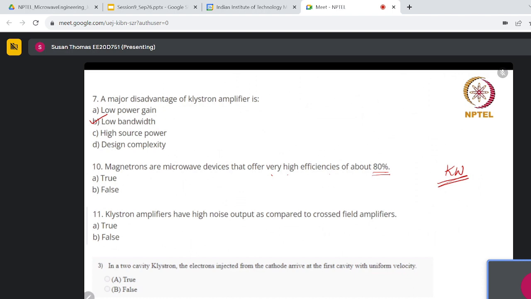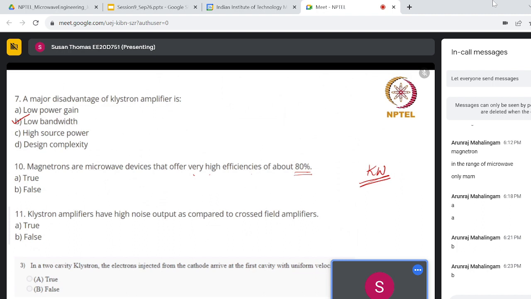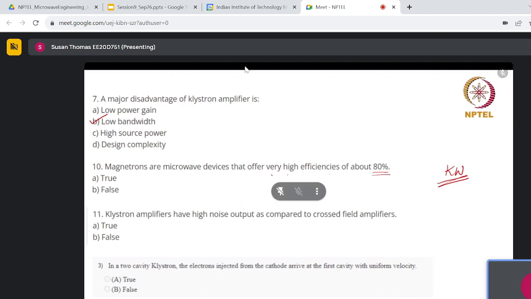So what do you think? Are magnetrons efficient or not? Let me tell you, this is true. Magnetrons are oscillators which produce very high power output with very good efficiency, and the powers generated are of the order of kilowatts.